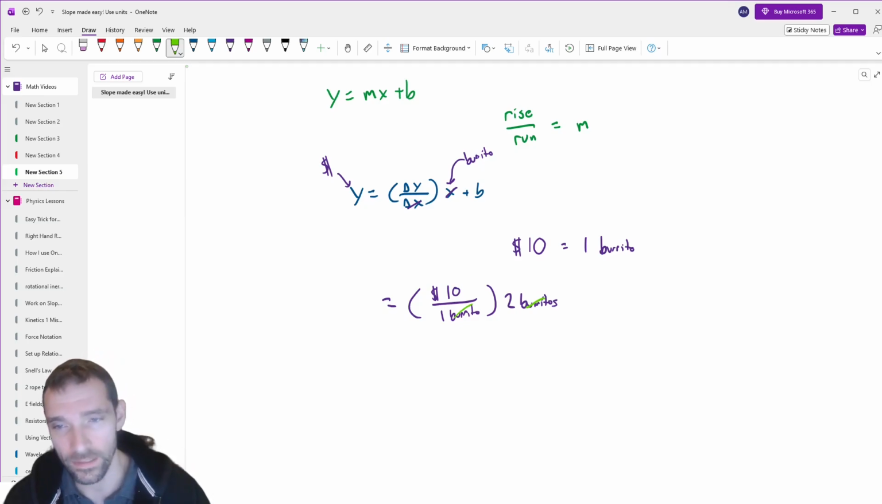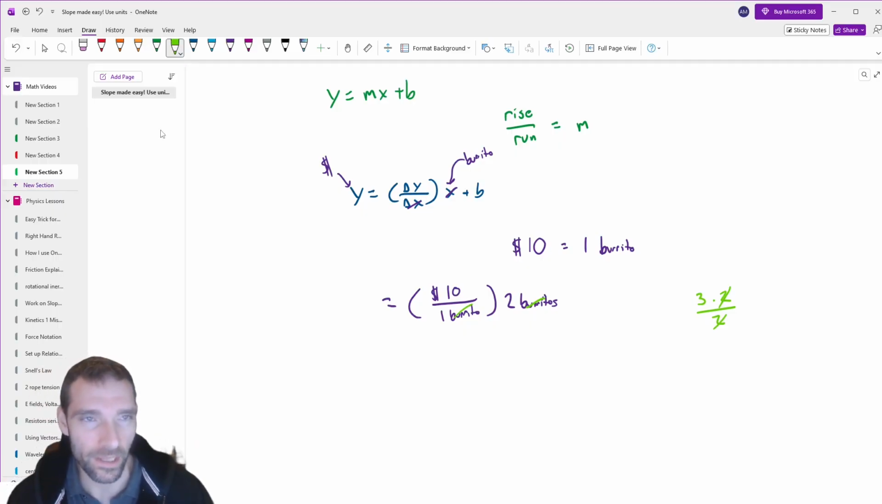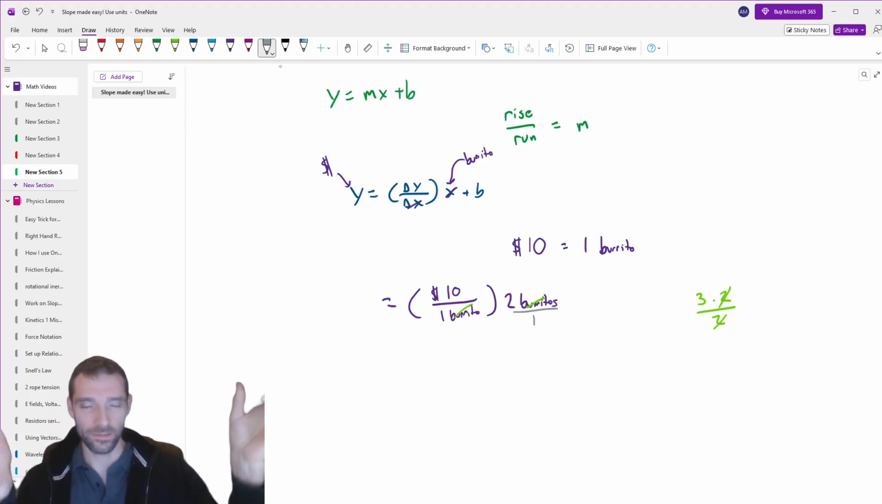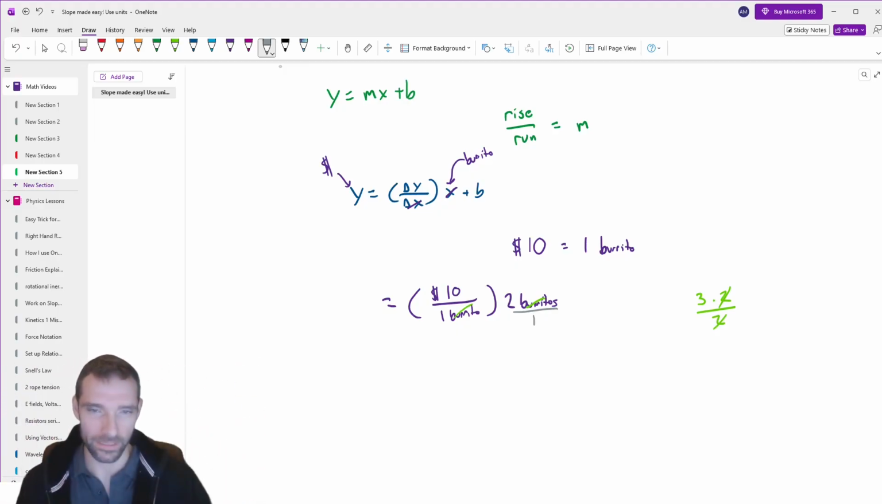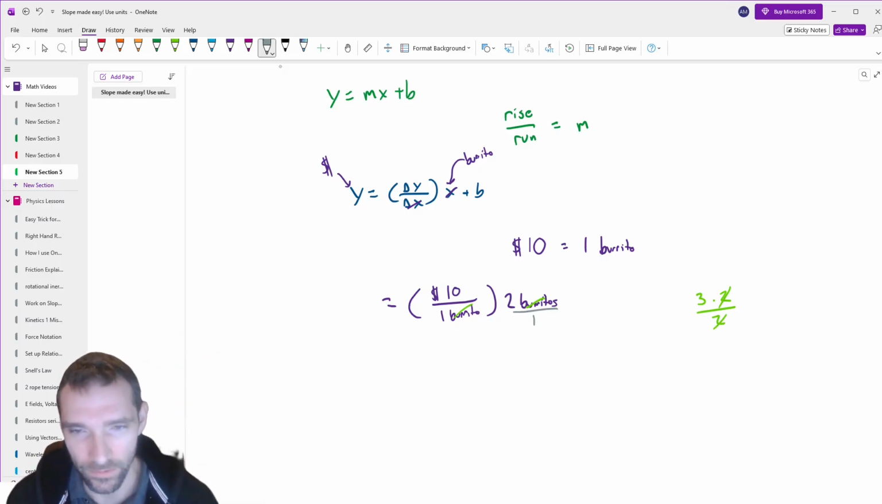Now this is like if you had 3 times 2 all over 2, those 2's cancel each other out. Same sort of thing, we've got burritos in the numerator and the denominator, because you can think of 2 burritos as 2 burritos over 1. You combine numerators, you combine denominators, and the burrito unit ends up canceling itself out. So in the end, you get $20.